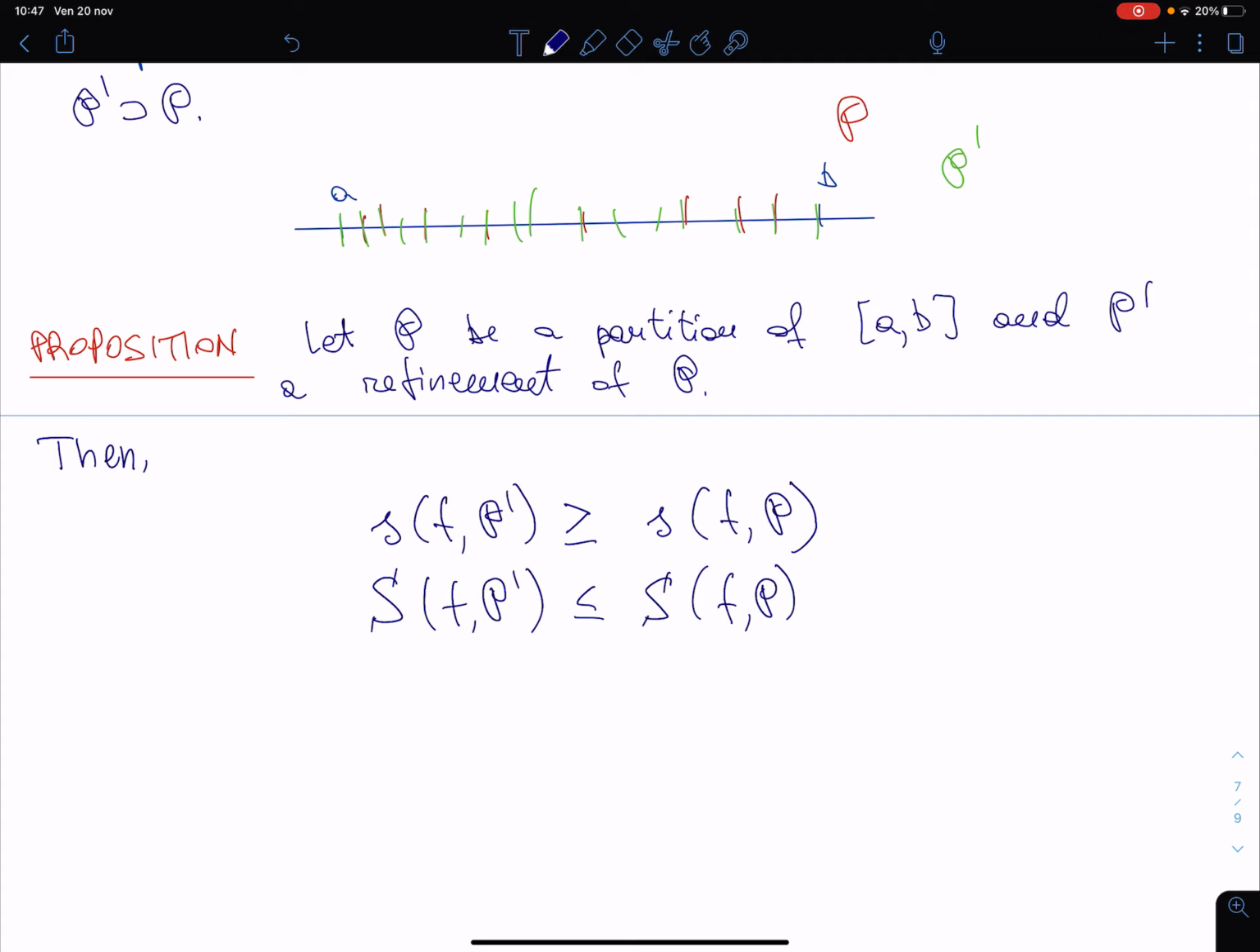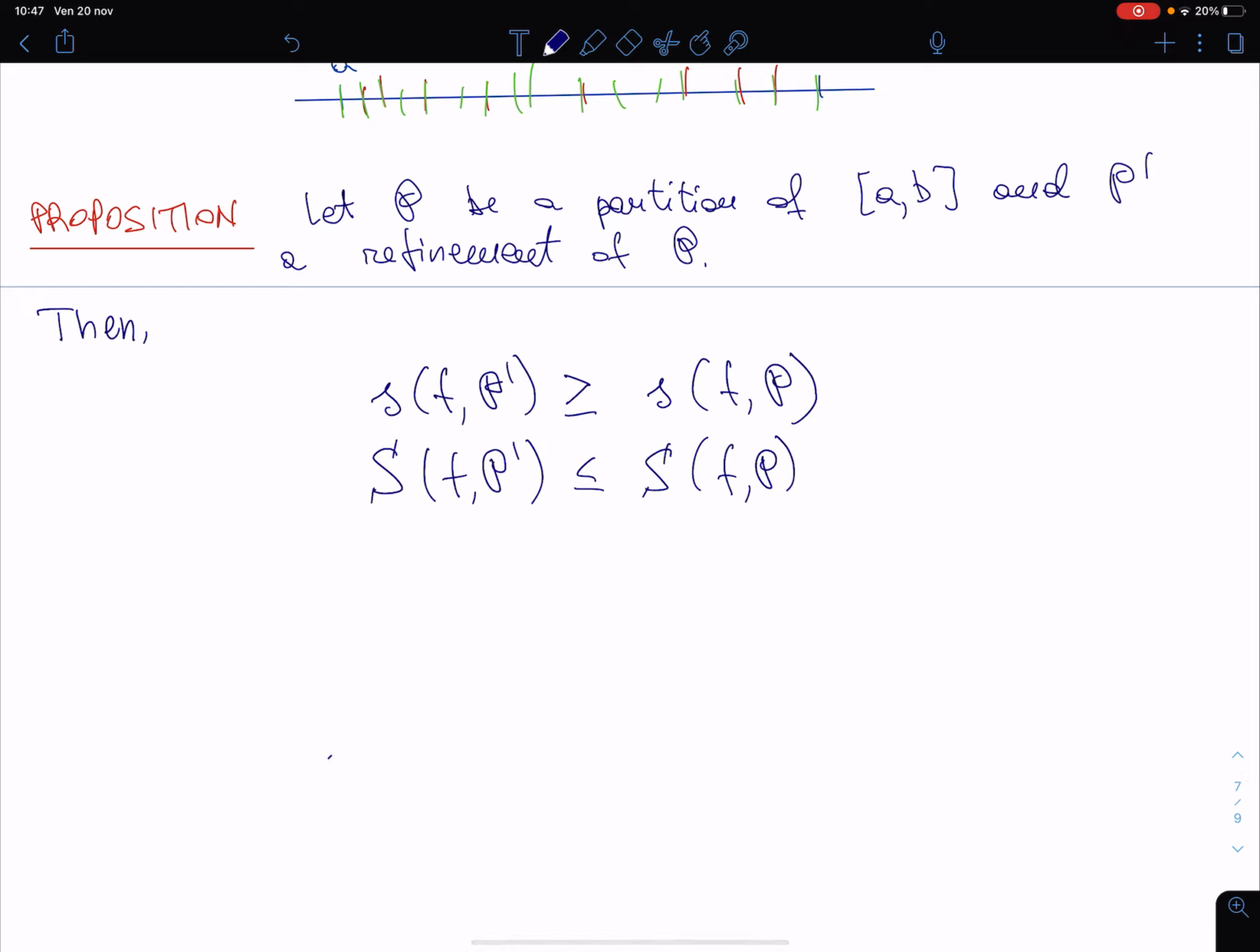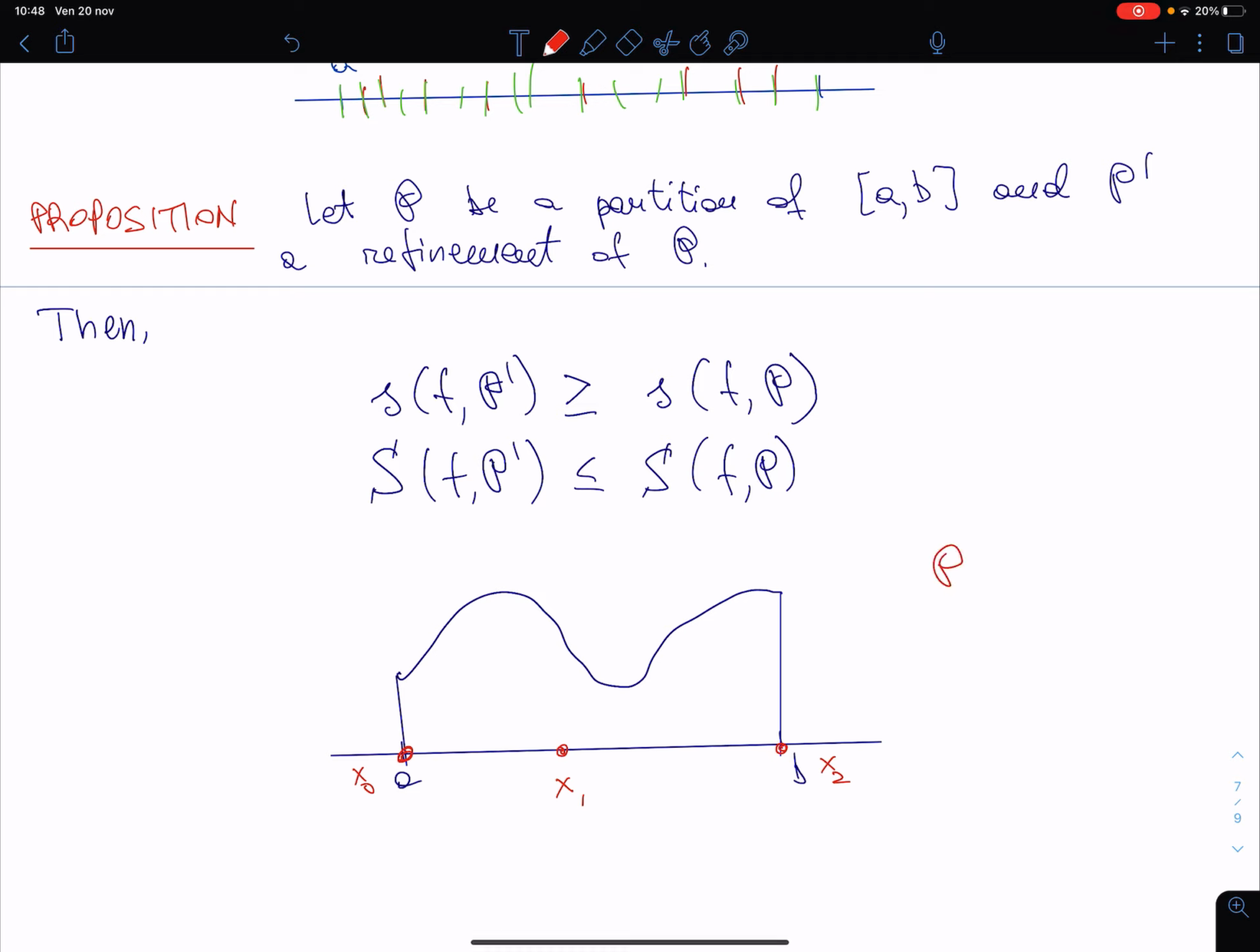Okay, and so let me again try to clarify this point through a picture. Here you have A, here you have B. So this is the area you want to compute, and consider a very simple partition P, where you have A, which is x0, B, which is x2, and then you put an x1 here, for instance. And so with respect to the partition P you have this situation. For instance, consider only the lower sum in order not to make the picture too confused. This is the lower sum with respect to the partition P. I color it in red.